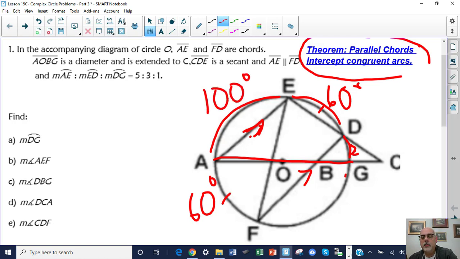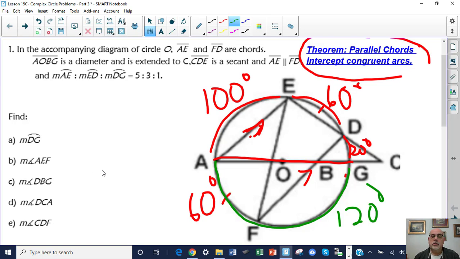And this is 20. Well, if you look down here, these arcs have to add up to the other 180, and we know that's 60, so this one is 120. So now we've got all the arcs labeled, and that's one of the biggest things you've got to get done early on. Okay, so part A, arc DG, well, that was 20.